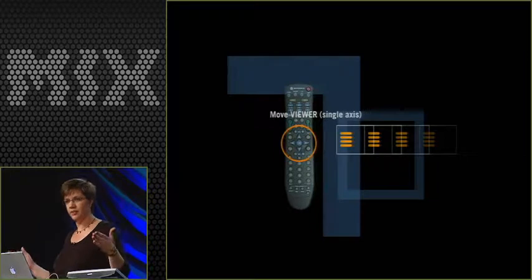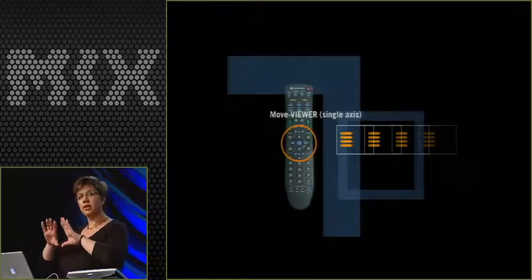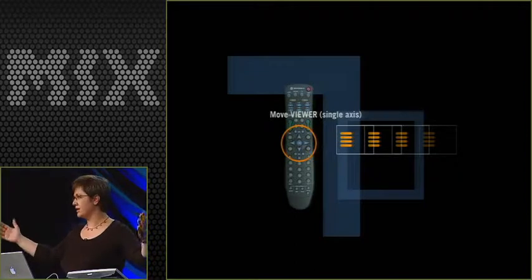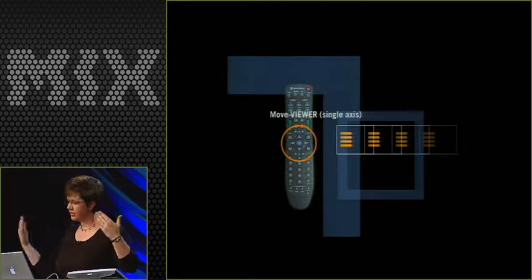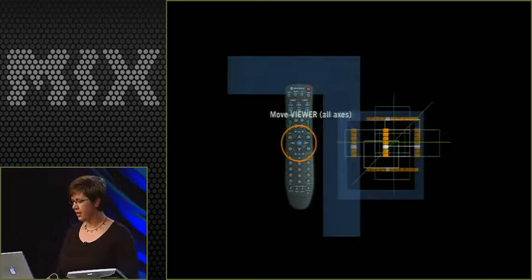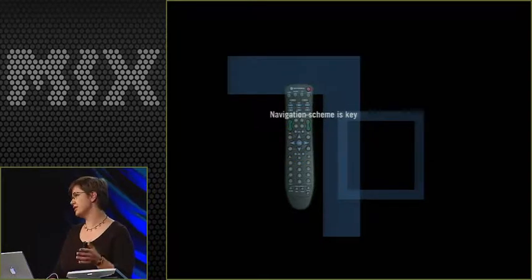You'll see an example in this demo of a Discovery Network portal that we built, where we kept the user on a single wide axis and kept them moving sort of X and Y, but not as much into Z space. And then you'll see other examples where we move the user across all axes. Obviously, your navigation scheme is key.